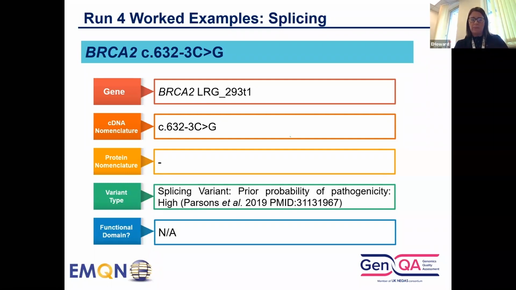c.632-3C>G. And the prior probability of pathogenicity from Parsons' paper in 2019 is high. Sorry, there's just a bit of a lag with the slides, bear with me.